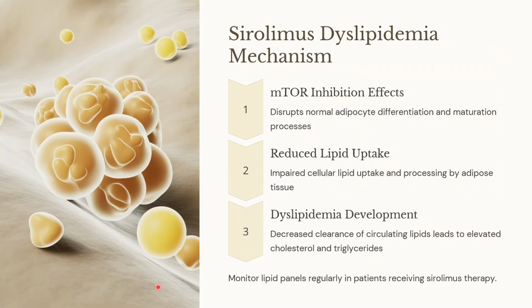Sirolimus will have an mTOR inhibition effect, which will disrupt the normal adipocyte differentiation and maturation process, resulting in an impaired cellular lipid uptake and processing by adipose tissue. So in short, Sirolimus can cause diabetes mellitus as well as dyslipidemia. Therefore, when Sirolimus is administered, lipid panel should be monitored regularly.